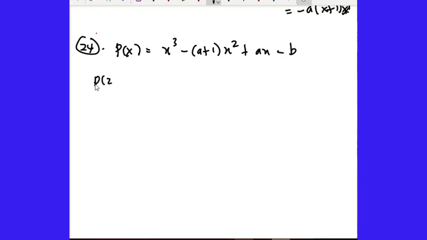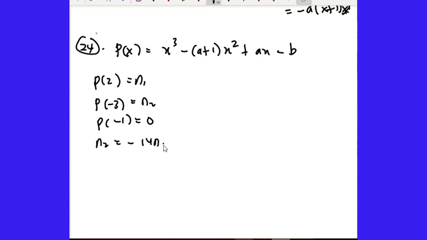P of 2, divided by 2, the remainder is N1. P of negative 3 is equal to N2. And then P of negative 1 is equal to 0. Then N2 equals negative 14 and 1. We have to watch this, today we must be alert.